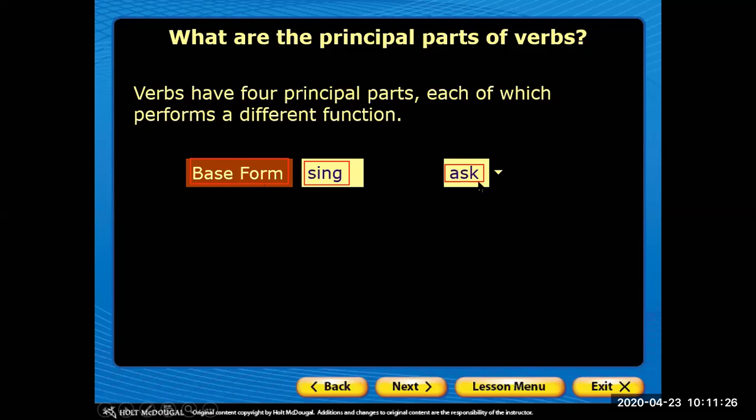Like the word ask. Do you see any changes on the word ask here? Does it have an added S, for example? Does it have an added ED? Does it have an added ING? No, of course not. That's why it is the base form of the verb ask. Similarly, the word sing. The word sing is in the base form here. It doesn't have any inflections or any suffixes added to the verb.